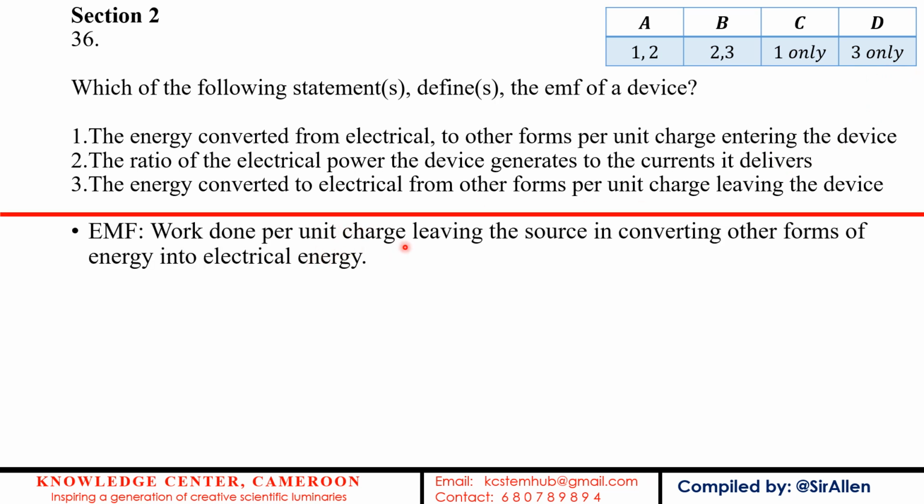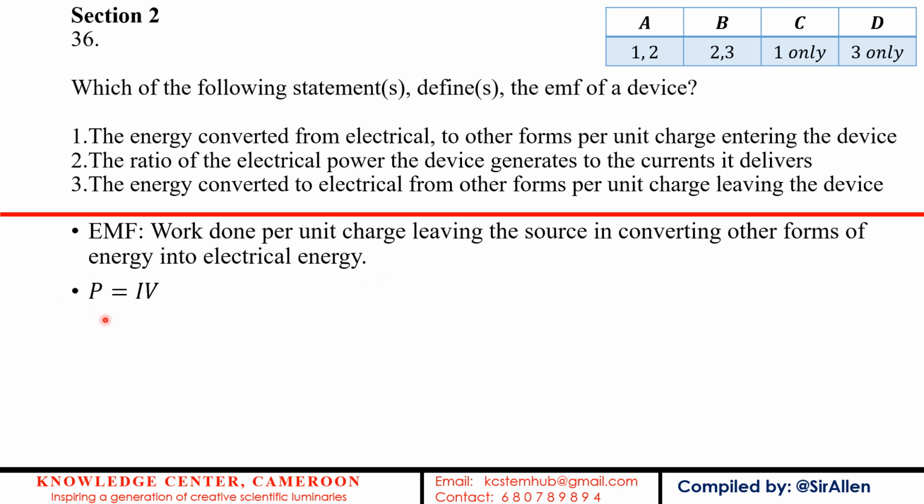Work done per unit charge, leaving the source in converting other forms of energy into electrical energy. This is basically what your battery does, right? Because your battery converts chemical energy into electrical energy in that circuit. So work done per unit charge in doing that conversion is what you call the EMF of your battery.